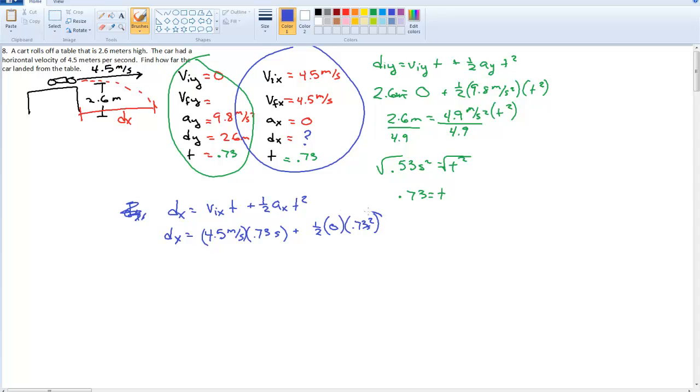Now this piece is always going to drop off because the a is always 0. When we're talking about the horizontal, the a is always 0. So in the end, it's just going to be dx is equal to 4.5 times 0.73, which is equal to 3.285. So we're going to round that to 3.3 meters. So that's the range, how far it falls from the table. All right, one more and we're good to go.